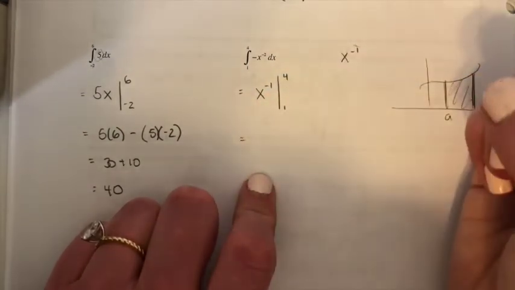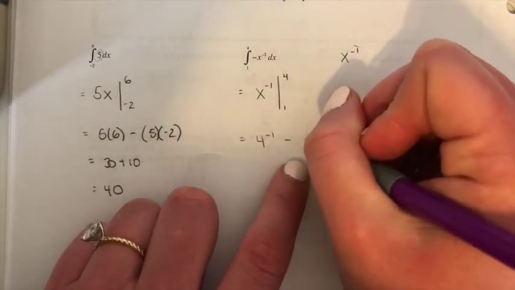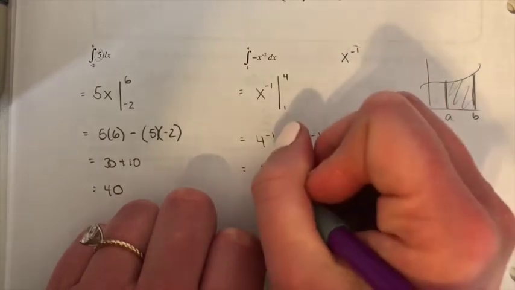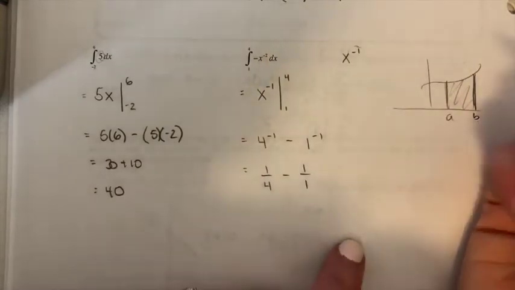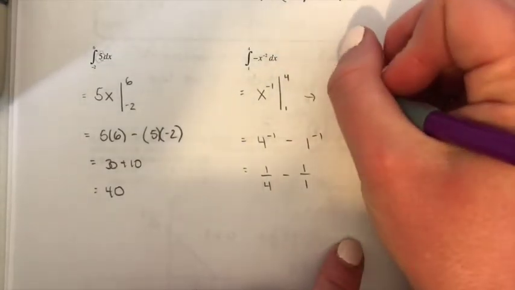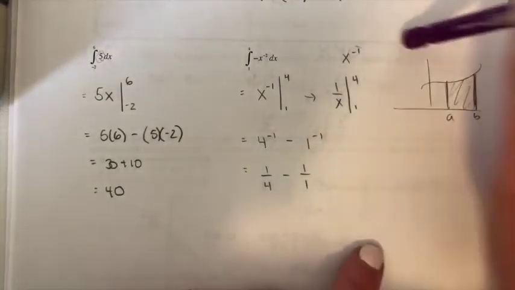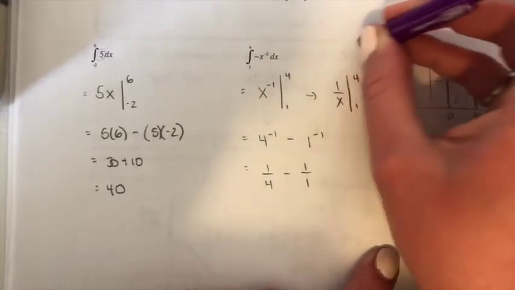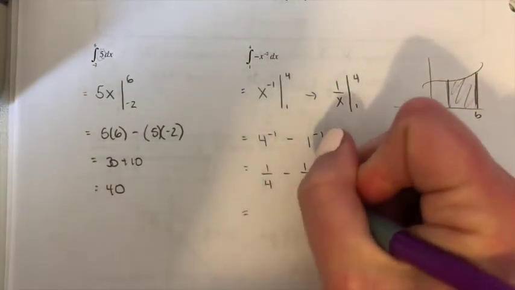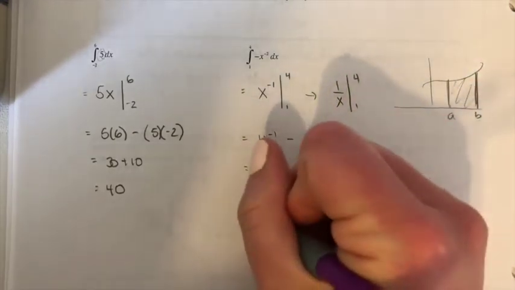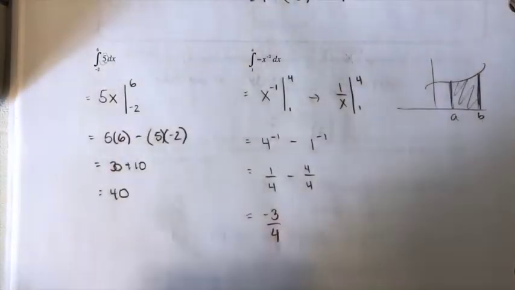So we've got 4 to the -1 minus 1 to the -1. We could write that as 1 over 4 minus 1 over 1 if we wanted to. We could have gone to this like 1 over x from the 1 to the 4, right? If that makes it easier. So then we've got 1/4 minus 1, so we can change those both to 4s, so we end up with -3/4. So there's -3/4 of area there.